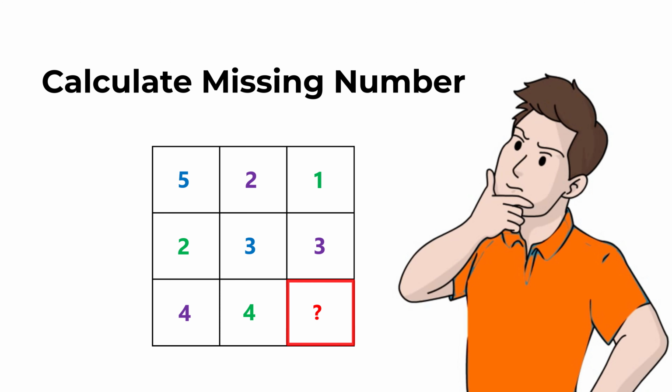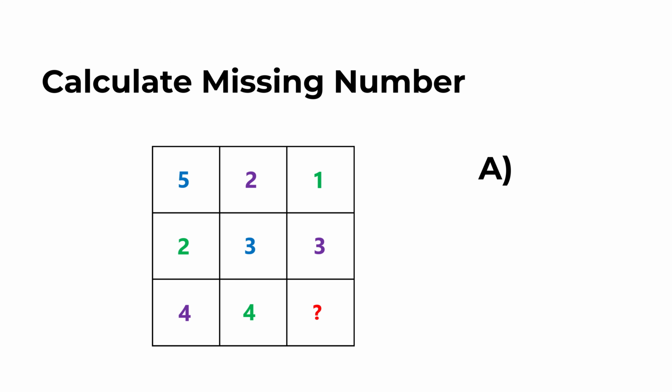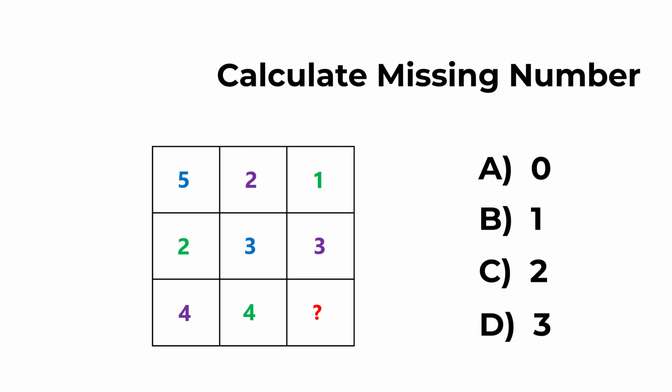Once you complete the calculation, you need to select one of the 4 different choices. Choice A, 0. Choice B, 1. Choice C, 2. And choice D, 3. Take a look closely and see if you can identify the missing number.